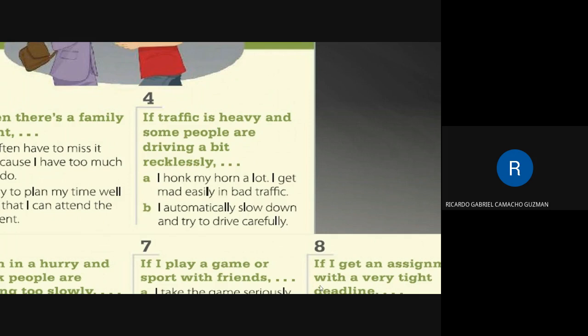So when they are driving recklessly, you honk your horn a lot and you get mad easily in bad traffic? Yes, totally me. I don't have patience with dumb people. What about you guys? Do you have patience with people like this? No. No, just no.